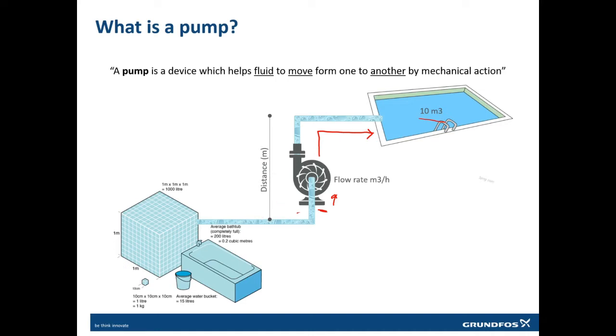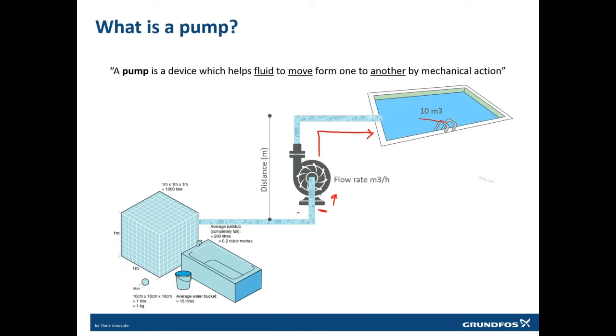For example, this pump was installed in the basement, and the water which it is taking from an underground tank will not go against the gravity to fill the swimming pool. So what we need is a device which can push all the water, which is 10,000 liters or 10 meter cube, inside the swimming pool so that it can be filled. The machine we will use for that purpose is a pump.